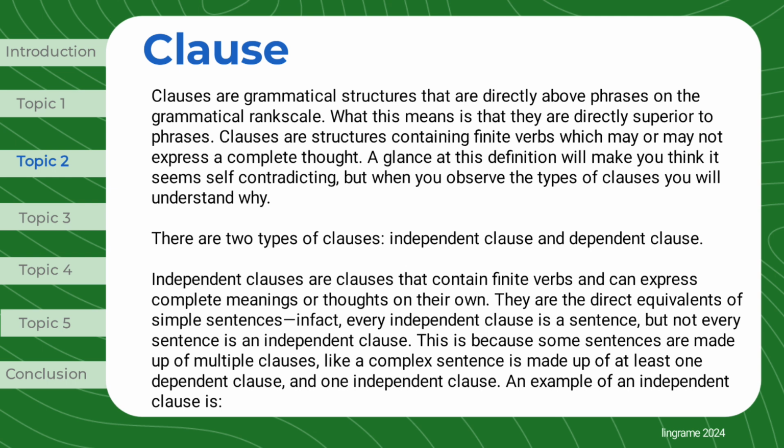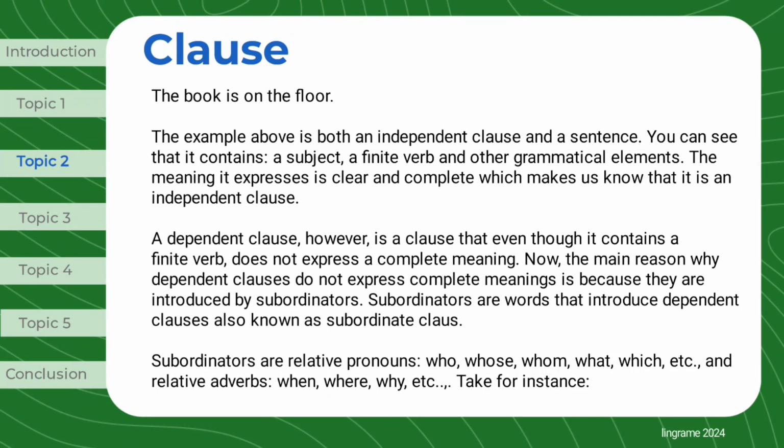An example of an independent clause is, the book is on the floor. The example above is both an independent clause and a sentence. You can see that it contains a subject, a finite verb and other grammatical elements. The meaning it expresses is clear and complete, which makes us know that it is an independent clause.